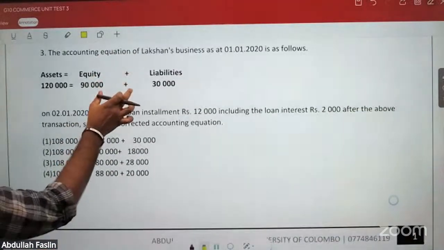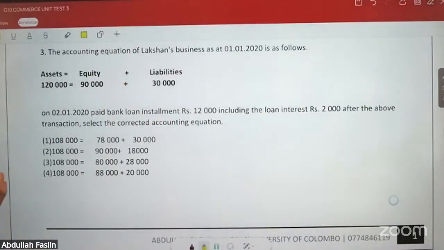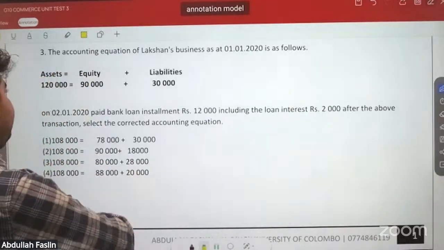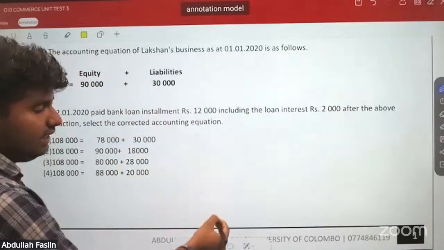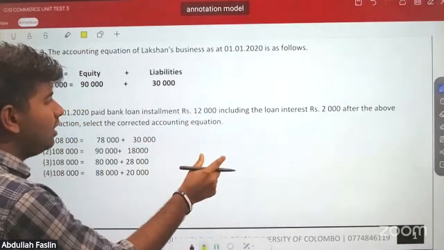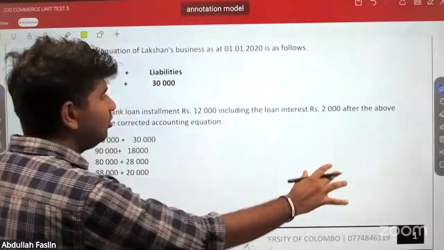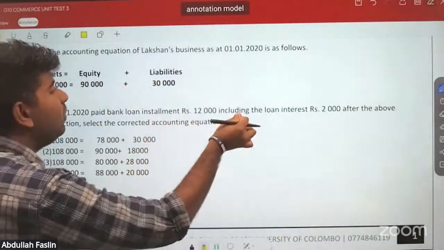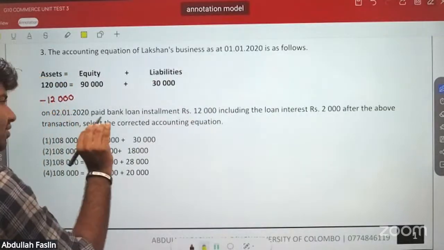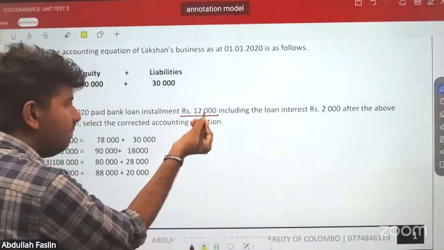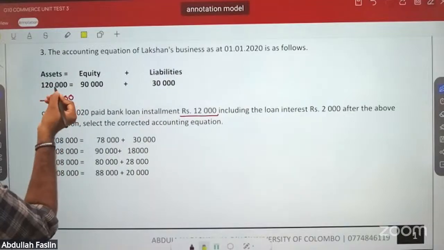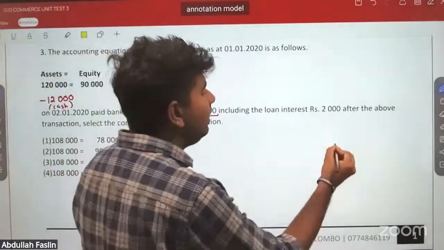Accounting equation of Lakshan's business is as follows. Assets is 120, equity is 90, liability is 30. On 2nd of January, he paid a bank loan installment of 12,000, including the loan interest of 2,000. Now, he is paying 12,000, which means the cash should reduce by 12,000. First, write that down. He paid 12,000, so under assets, it decreases the cash by 12,000, including the loan interest of 2,000.